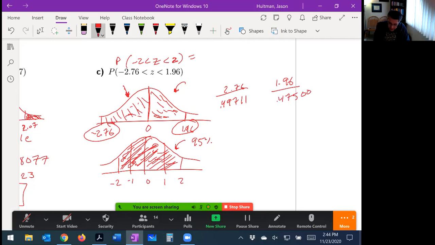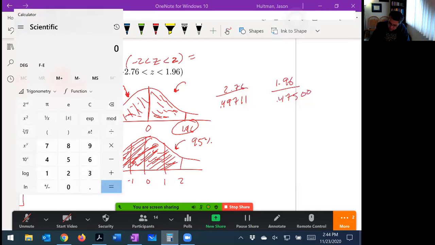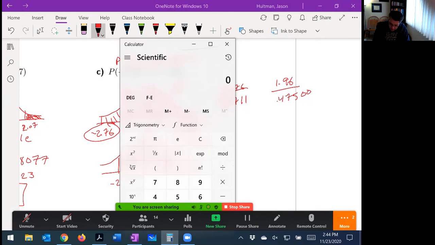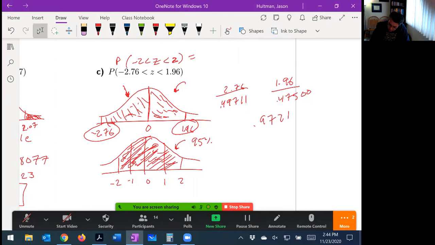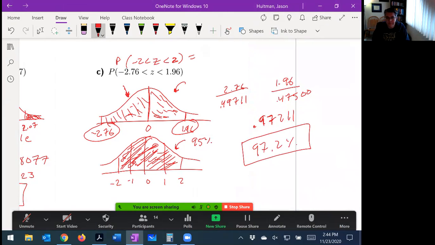Okay, now what I'm going to do with those, I'm going to add up those two areas. So let's add those two areas up. I get 0.49711 plus 0.475 is 0.97211. Okay, so what's the probability? What's my probability here? Yeah, 97.2% probability.